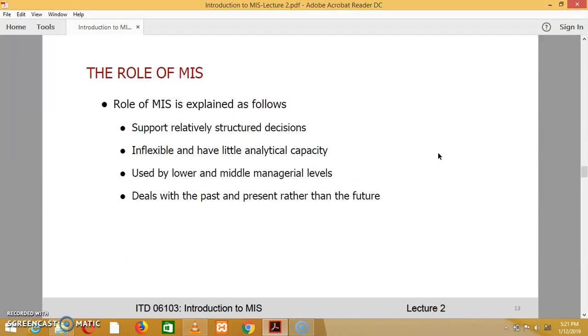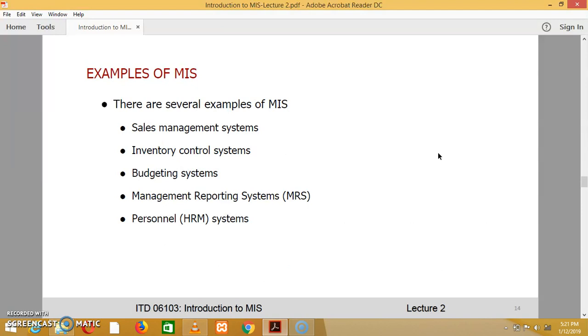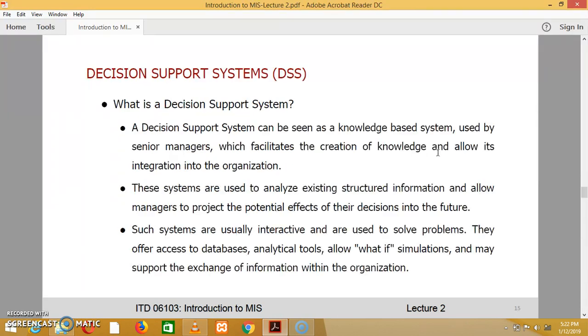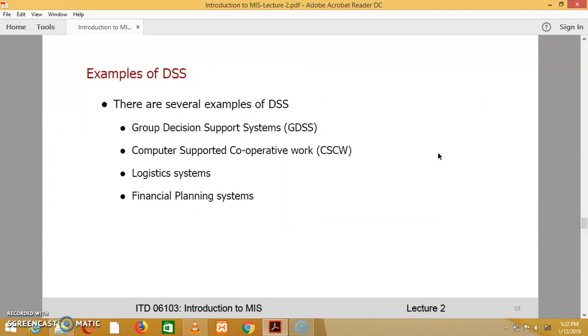And also in management information system, we have sales management system, we have inventory control system, we have budgeting system, we have management reporting system, and personnel, also say HRM system, human resource management system. Also, when we come to DSS, we have systems like group decision support system, logistics system, financial planning system. So you have to see these as they are. You have to understand that.